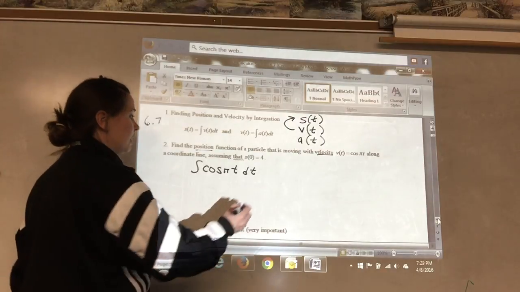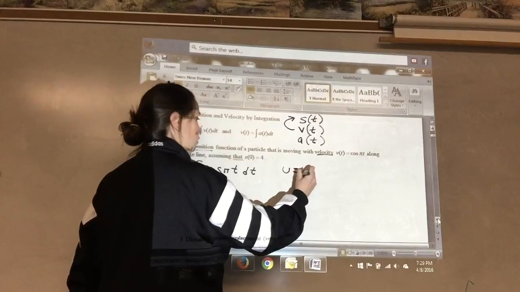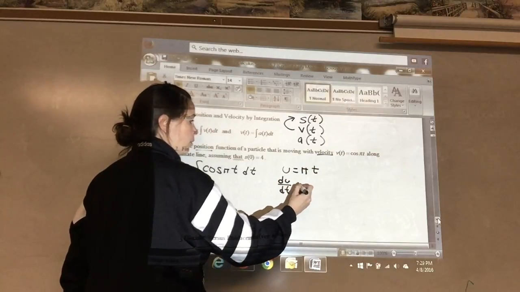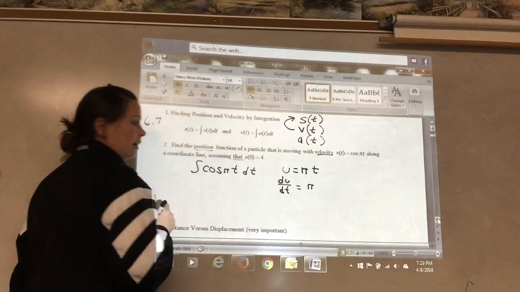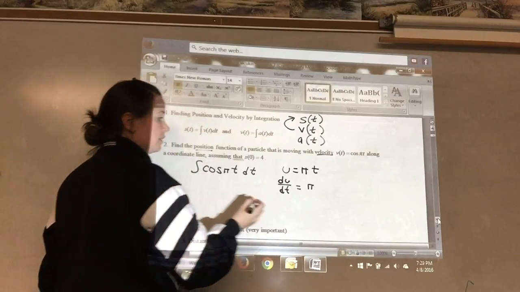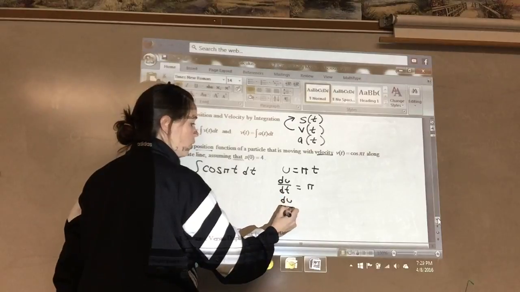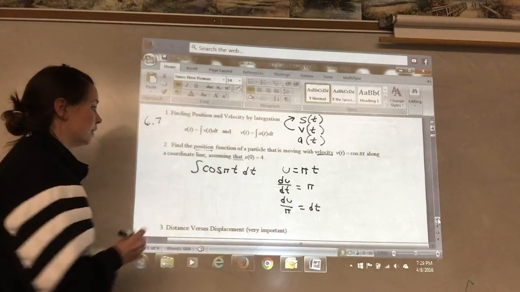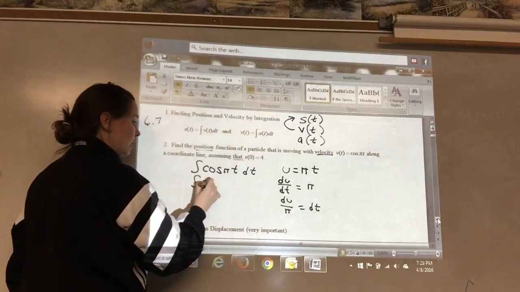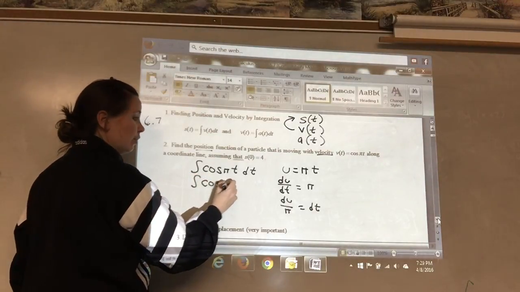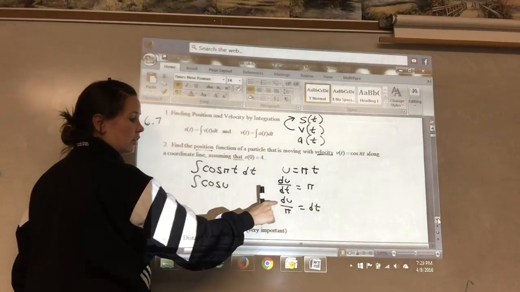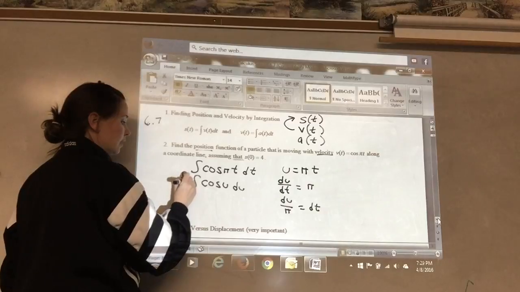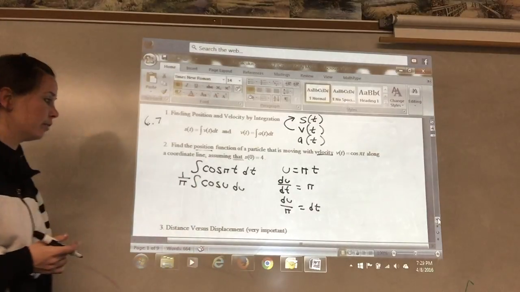So I'm going to try to let u equal my argument, so u equals pi t. So du dt would equal pi. And then when I solve for dt, I'm looking at du over pi equals dt. So I'm setting up my u sub. Let's see what I get. So I have the cosine of u, and dt is du over pi. So I'll put my du here, and I'm going to pull that constant of pi in the denominator through.